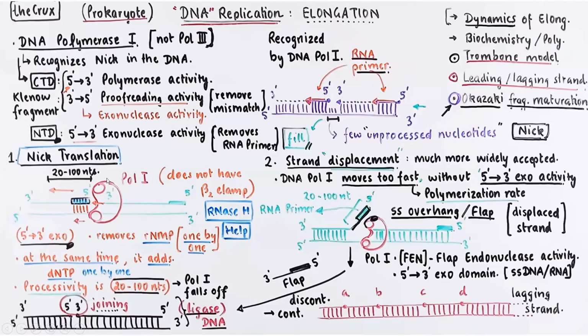So when the Okazaki fragments are there in the lagging strand, the RNA primers are removed by flap endonuclease enzymes, and the fragments will be joined by DNA polymerase 1, as it has 5' to 3' polymerization activity.